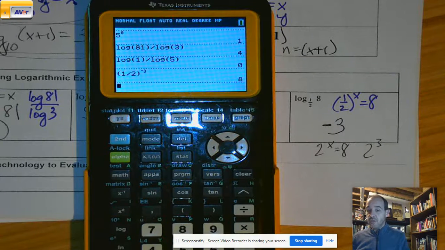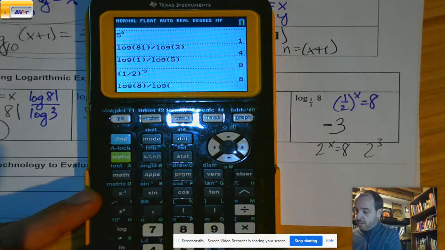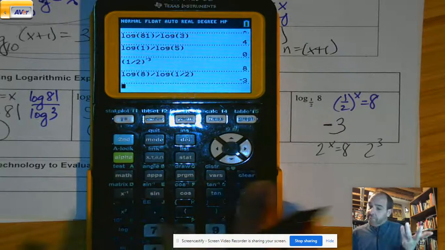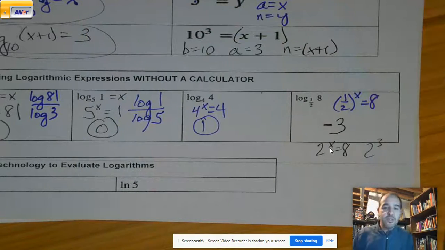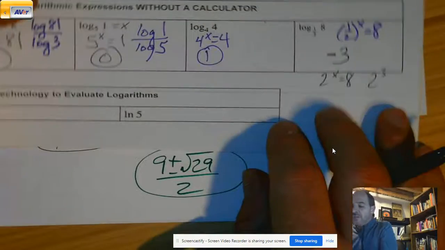Now, could you still do log 8 divided by log 1/2 and get the answer? Sure can. Options. I love giving you options. Okay. Otherwise, we can just use the technology.